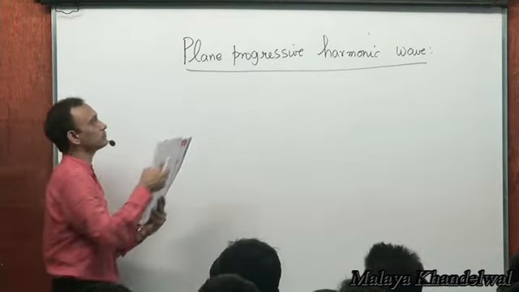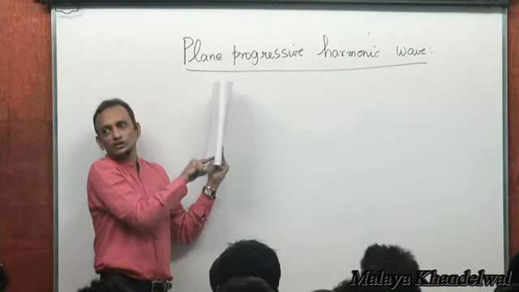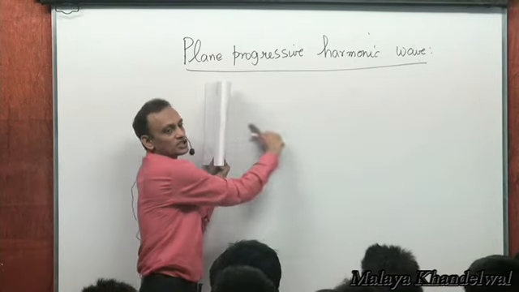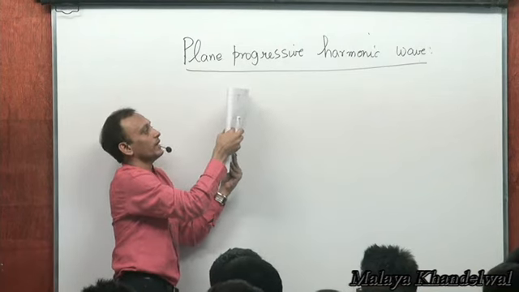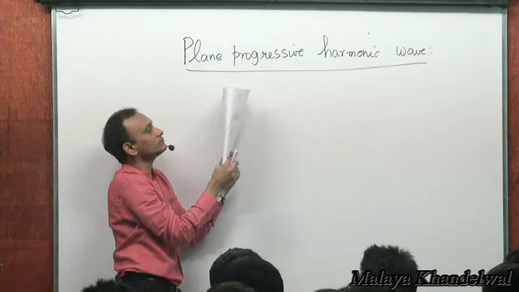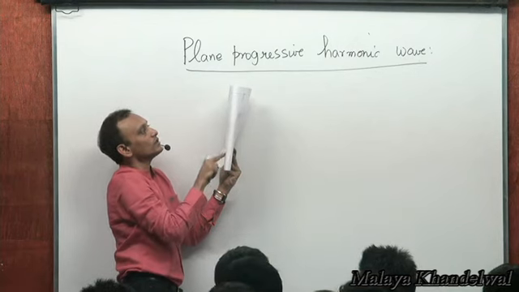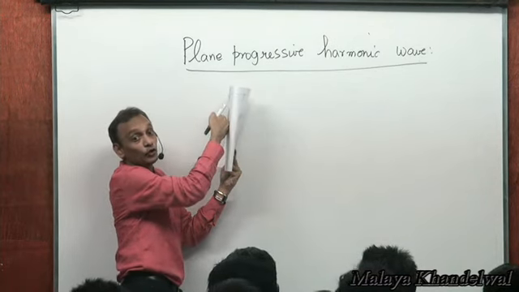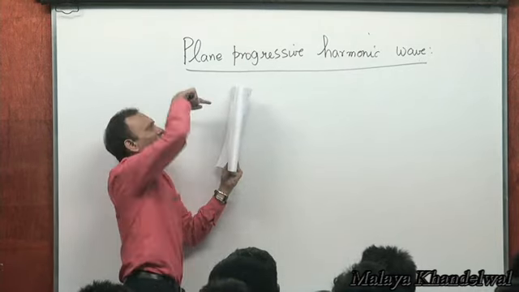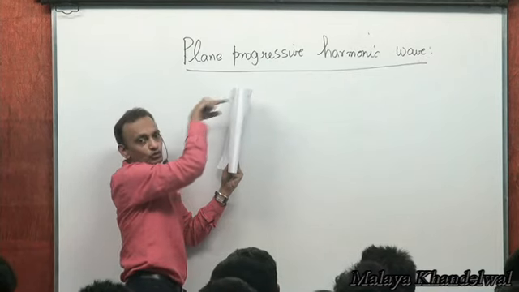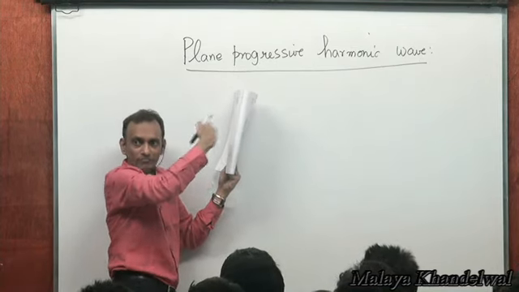Now, this is a certain plane of disturbance, and let's say the disturbance is traveling like this. Okay? Now, there is a certain amount of energy flowing through this plane. This plane has a certain area, and there is a certain amount of energy flowing through it while the disturbance is traveling. Right?